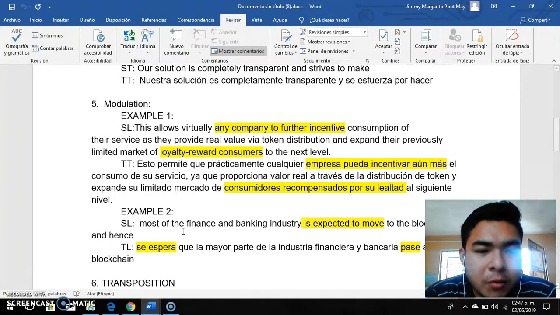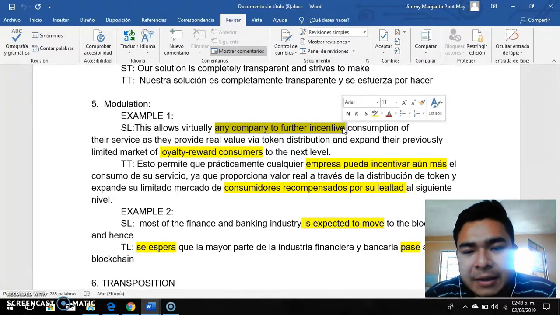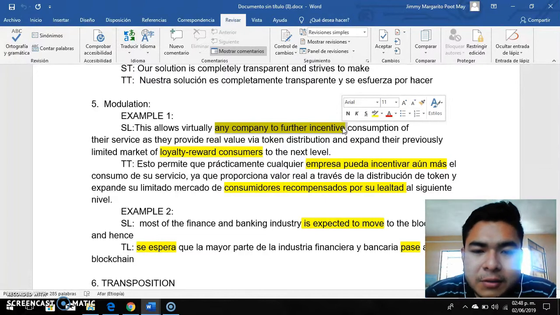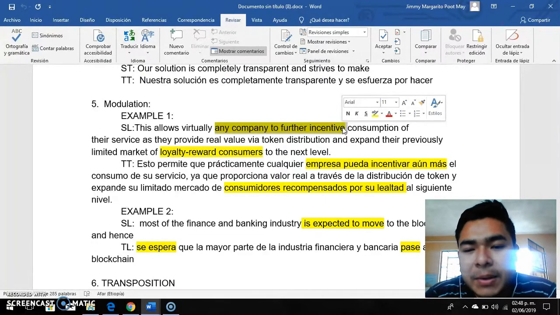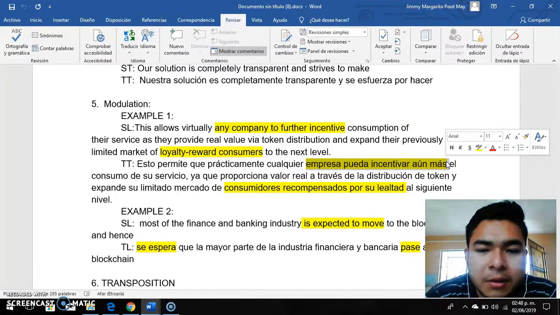Also, one of the most common techniques was modulation. I use modulation in this part to have a better meaning for this translation. "Any company to further incentivize". So I use "cualquier empresa pueda incentivar aún más". You can see that I modulated the way that "further" was in the translation.